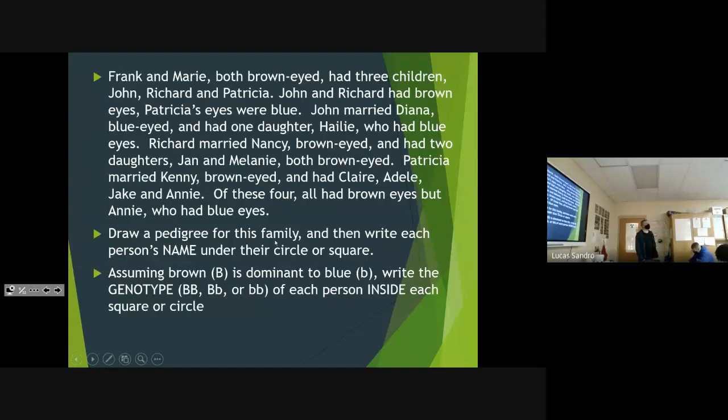It really doesn't necessarily matter left to right, which branch of the family goes on which side. I tend to usually do it left to right. Whoever's mentioned first goes on the left, and then I move my way to the right, but it's fine either way.